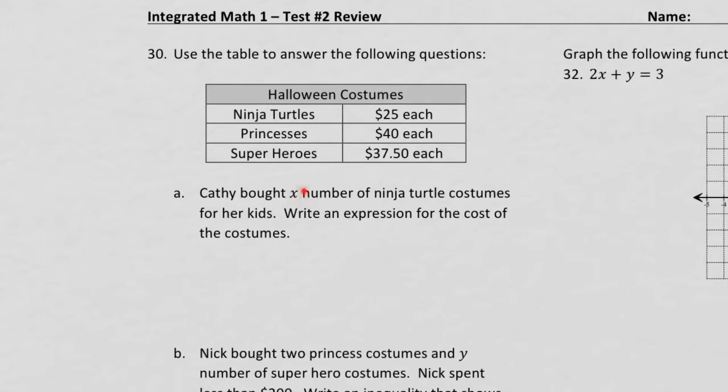So if she bought an X number, we don't know how many, X, and they're $25 each, right? That's what it says right there. Ninja Turtles are $25 each. The cost of her costumes is going to be 25X. $25 per costume, depending on how many she bought.